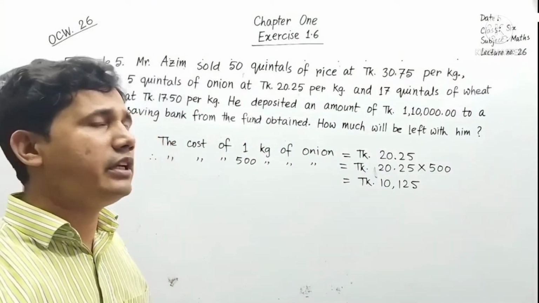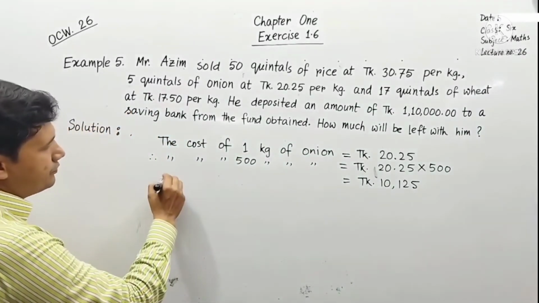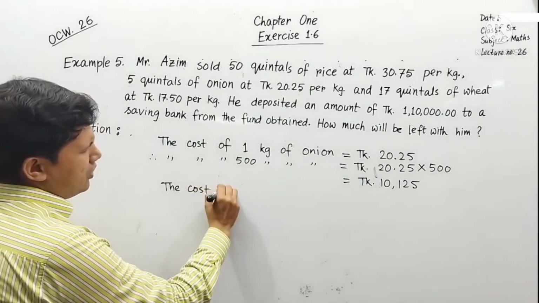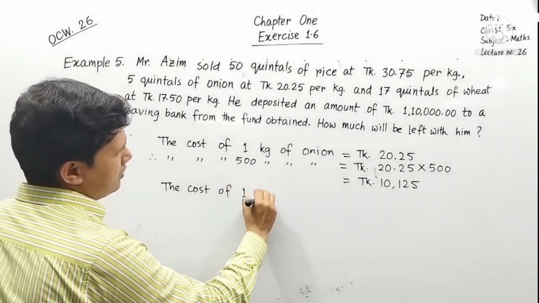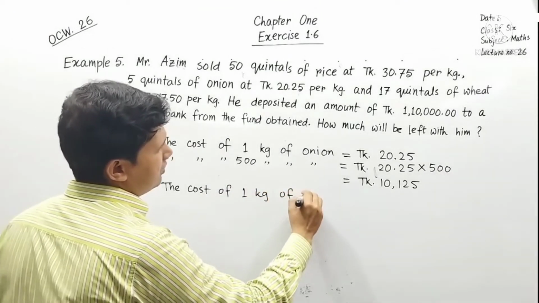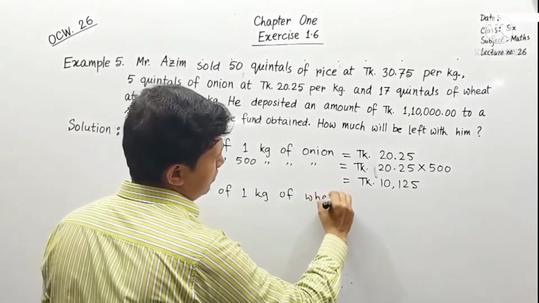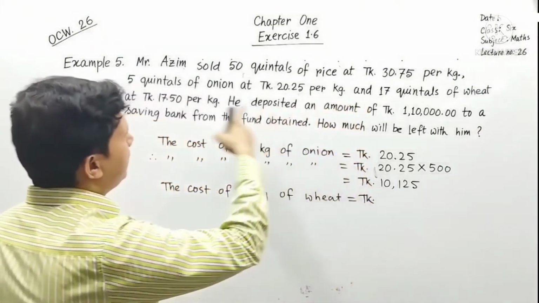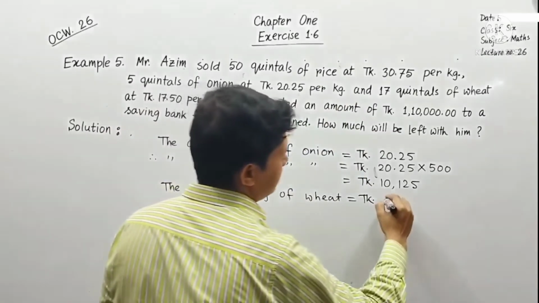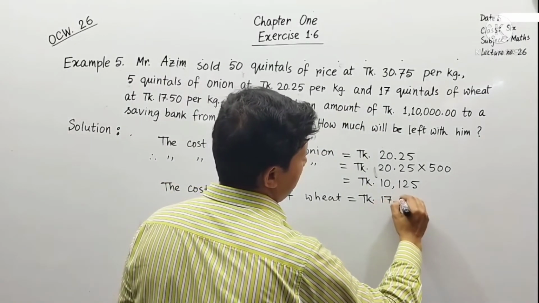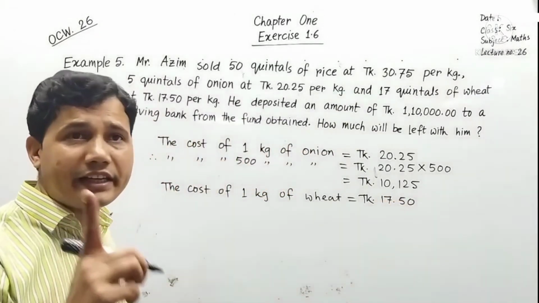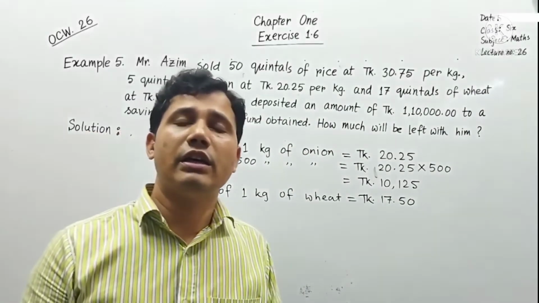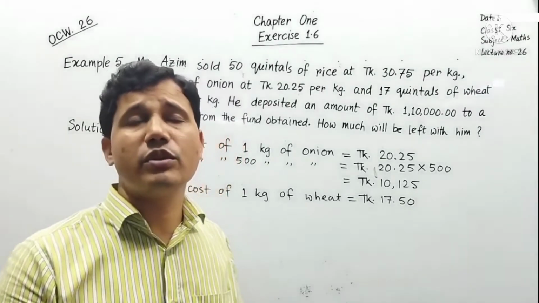Now you will find out the cost of wheat. The cost of 1 kg of wheat is equal to taka 17.50 per kg. How many kgs? 1,700 kgs, we got it.